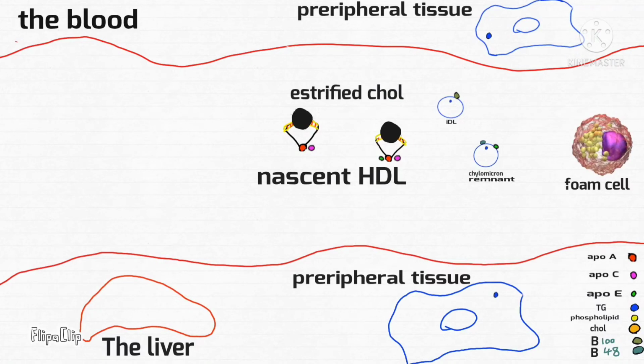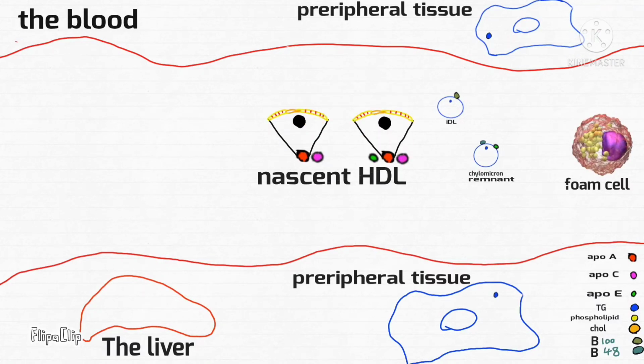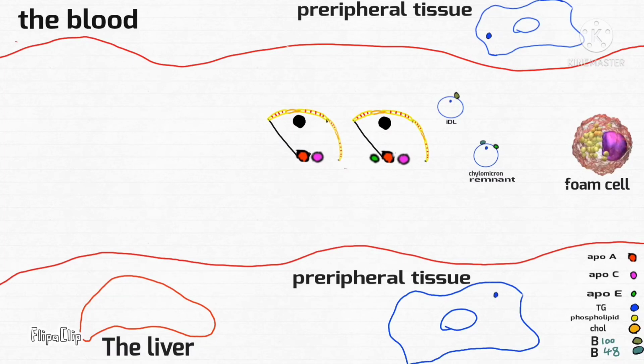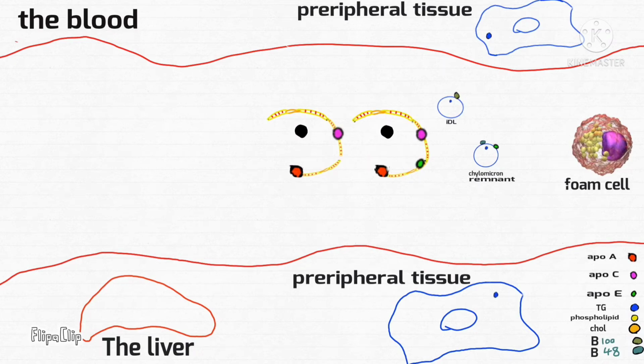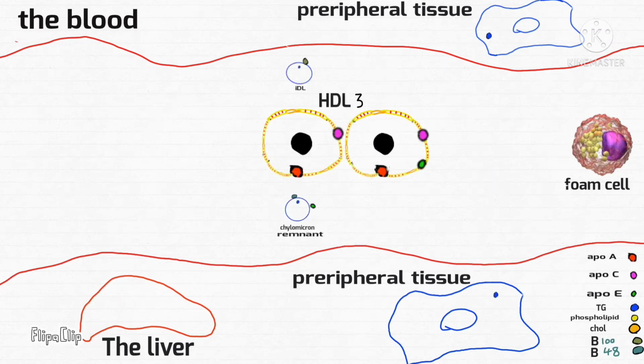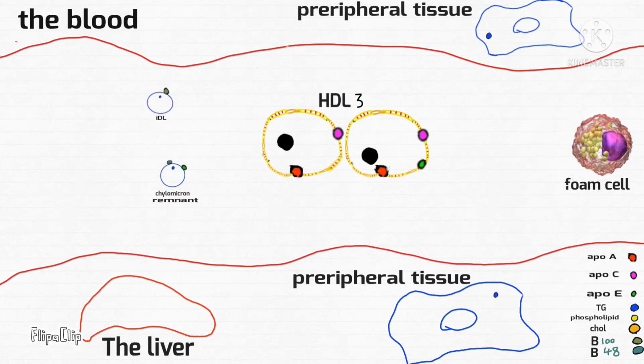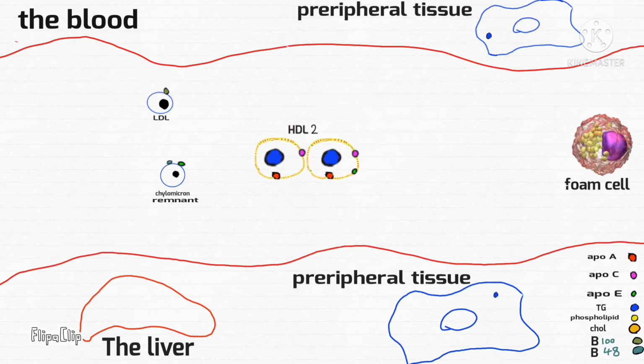The esterified cholesterol is more hydrophobic than free cholesterol and tends to move away from the aqueous solution, and therefore, as more cholesterol is esterified, the nascent HDL, which was once a disc, is now a spherical shape. And this spherical HDL is called HDL3. It has esterified cholesterol, which exchanges with the remnant lipoprotein by CETP, explained in the previous video, and the triglyceride from the remnant lipoprotein passes to the HDL3, converting it into HDL2, and the IDL is converted to LDL as explained in the previous video.